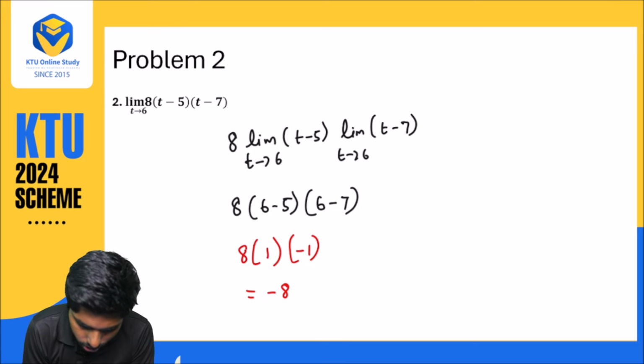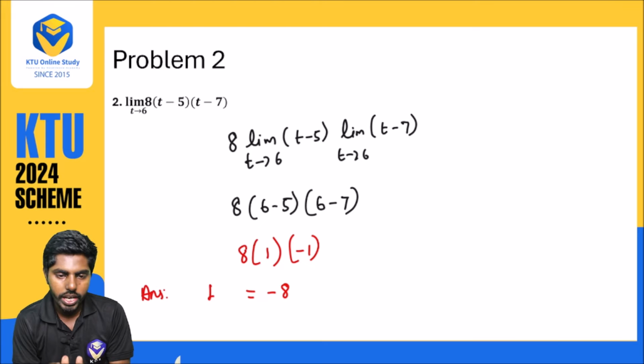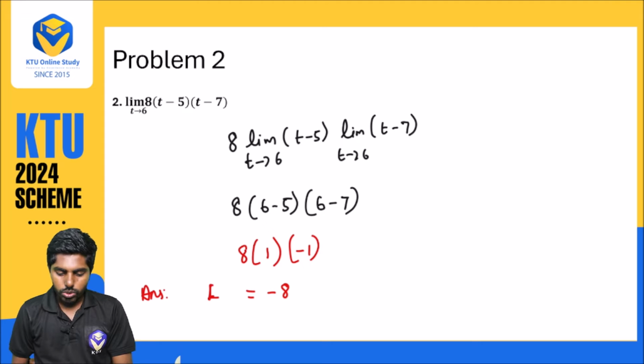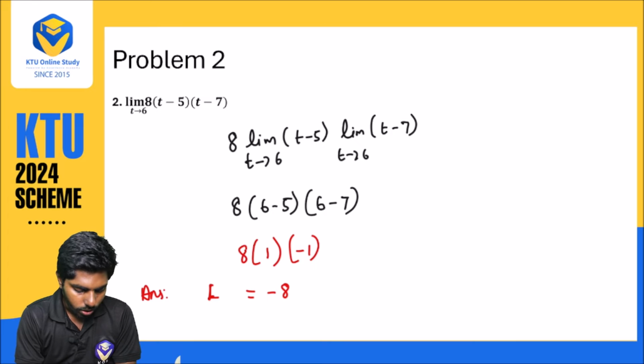So our L is equal to our answer. L is equal to minus 8. So this is the way you want to present in your sum. Okay, this is step number 2. Now we will go to problem number 3.